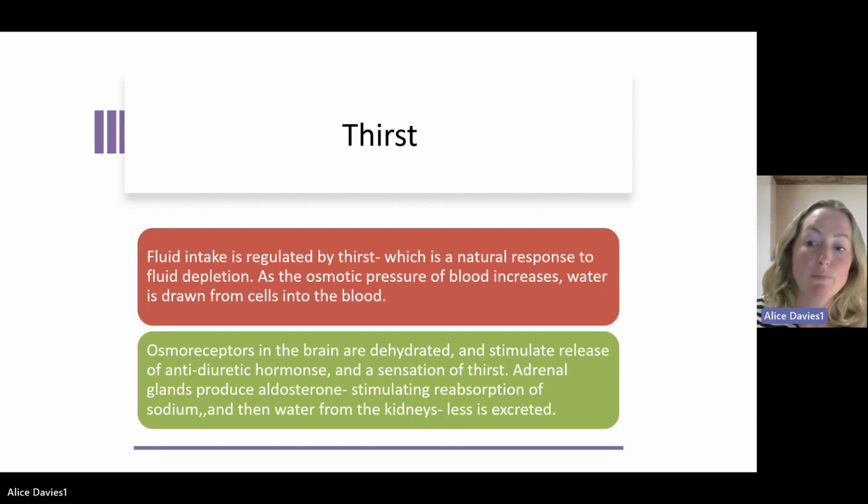This pressure forces fluid molecules small enough to pass through the membrane out of the vessel and into the interstitial fluid. The opposing osmotic pressure is determined by plasma proteins that are too large to pass through the membrane even under pressure. Osmoreceptors in the brain can be dehydrated and stimulate the release of the ADH hormone, and that sensation of thirst is then created. The adrenal glands produce aldosterone, which stimulates the reabsorption of sodium, and then water from the kidneys, which means that less is excreted.